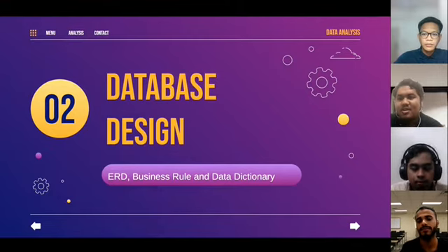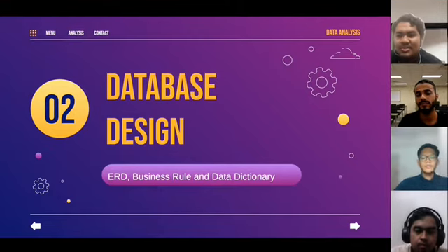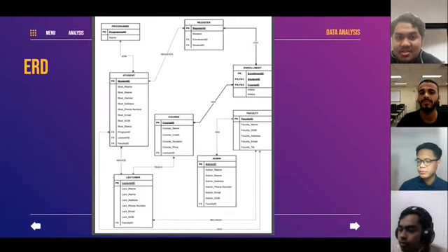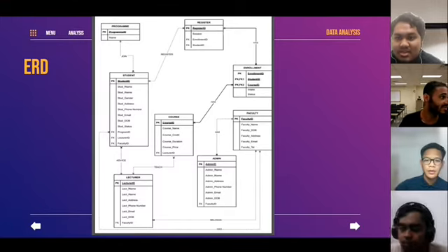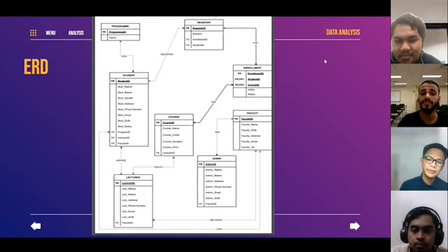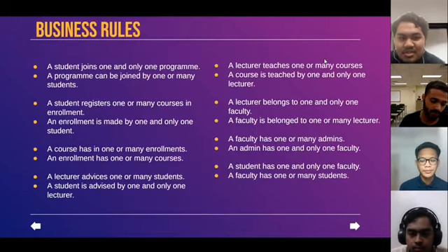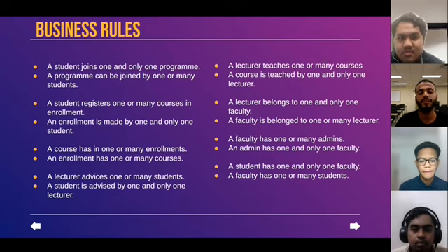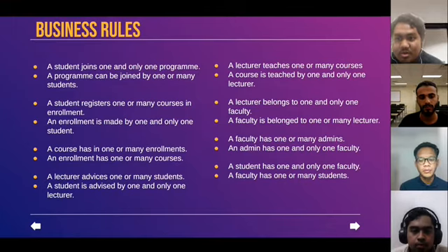Thank you, Salah Ayash. Now we're moving on to the database design, where we will show you the ERD, business rules and the data dictionary that we have made. These are the tables. You can see a few attributes and entities here. These are the relationships, or business rules. The first is between student and program. A student joins one and only one program. A program can be joined by one or many students.